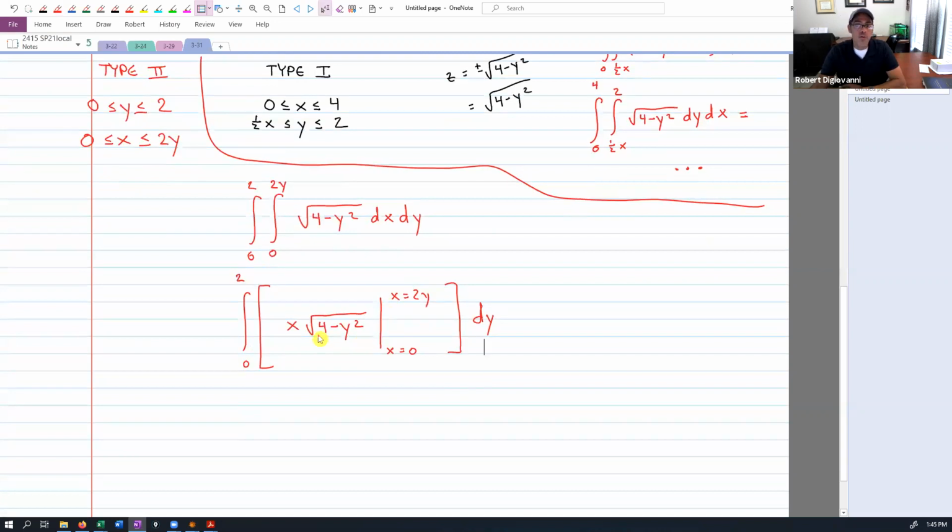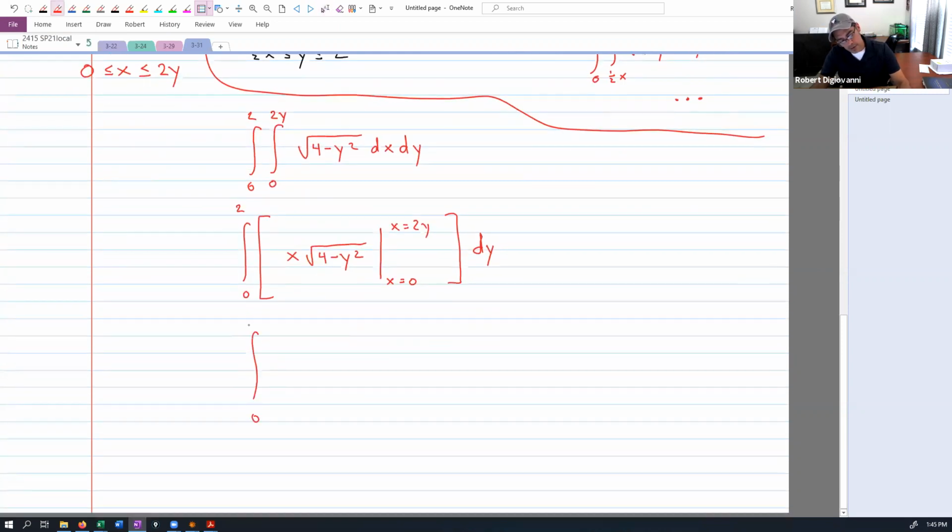You see, there was no trig sub here. Very nice, right? Now replace x with 2y and then replace x with 0. So if we go integral 0 to 2, let's go 2y right here for x. We get 2y square root of 4 minus y squared.